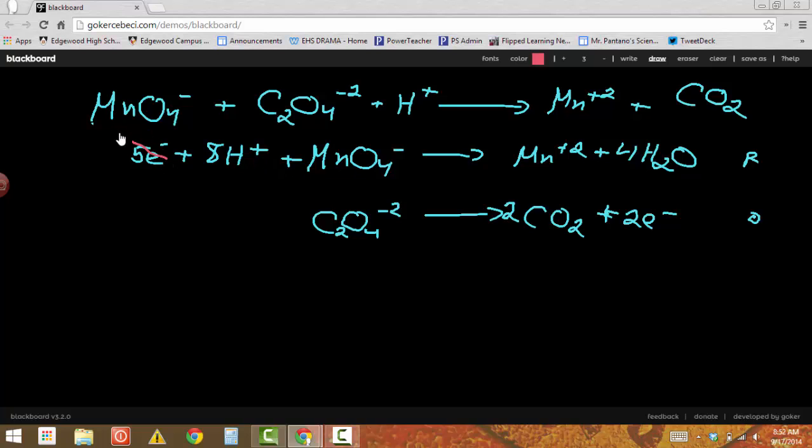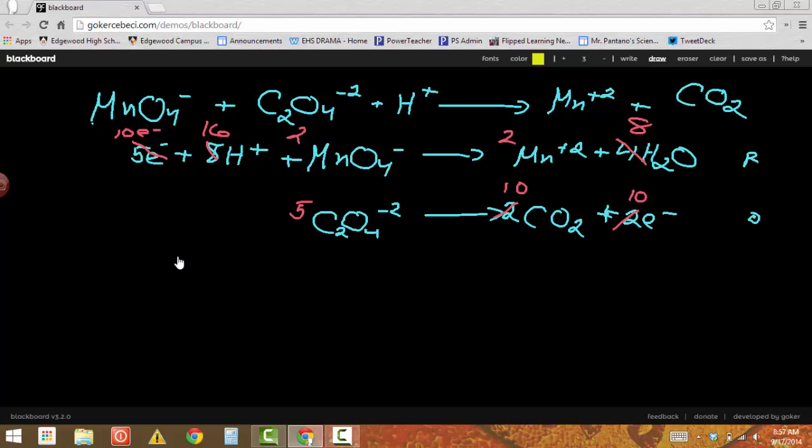So 5 electrons then becomes 10 electrons, 8H plus becomes 16H plus, this becomes 2MnO4 minus, 2Mn plus 2, and 8 H2O. And down here I'm going to multiply everything through by 5. So I'm going to have 5 C2O4. This will become 10 CO2. This will become 10 electrons over here.